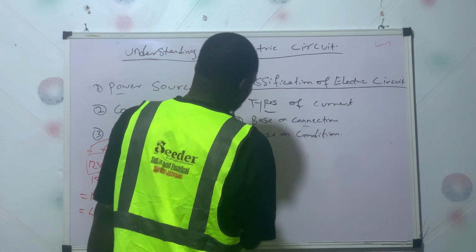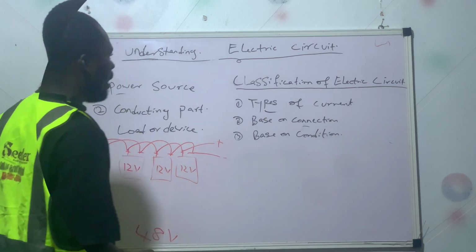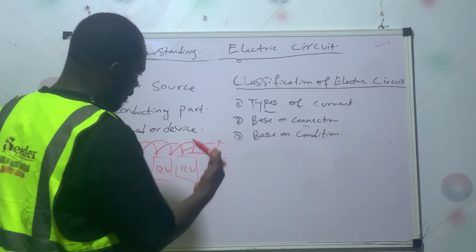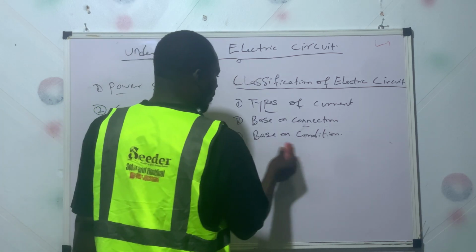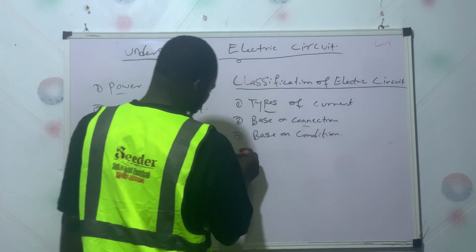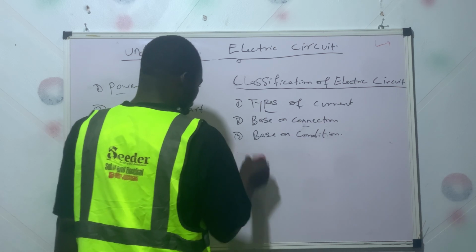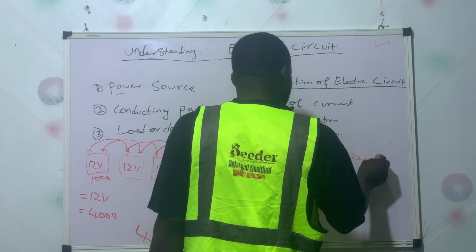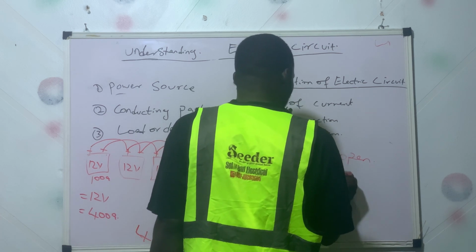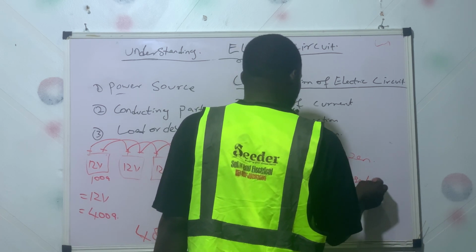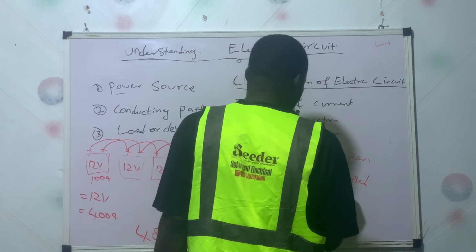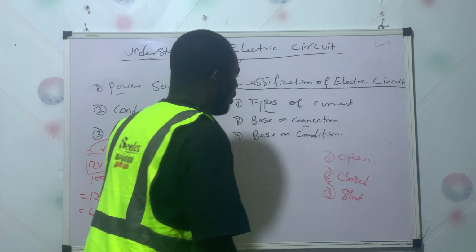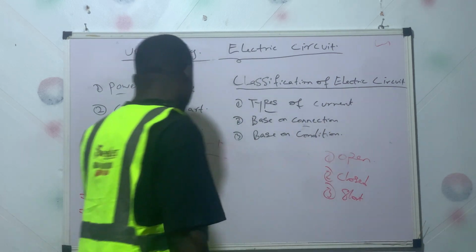Right now we have to move forward to the third classification. Electric circuits can be classified based on condition. We have three conditions that can be classified with electric circuits. Number one is open circuit. Number two will be a closed circuit. Then number three will now be a short circuit. What is an open circuit?